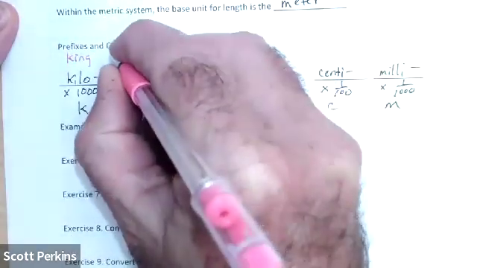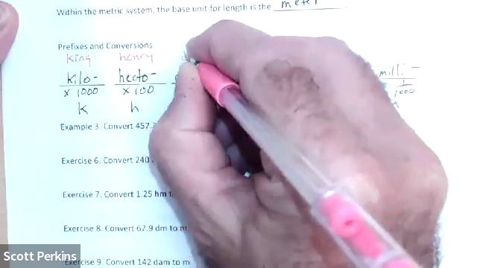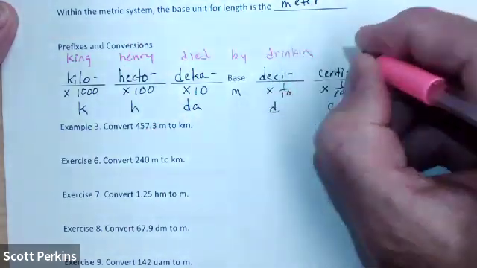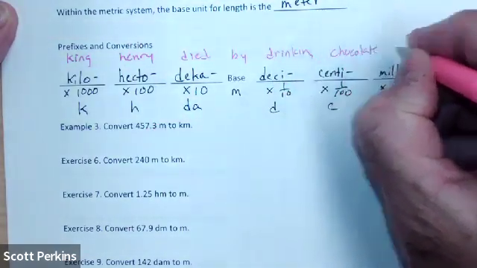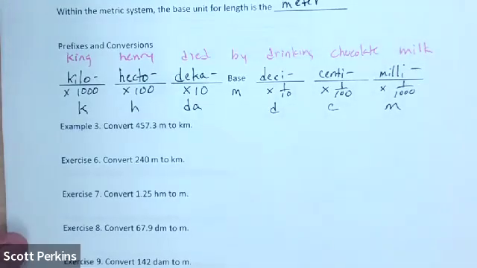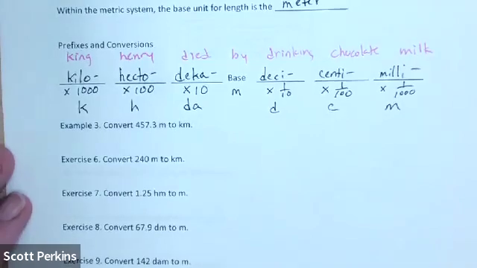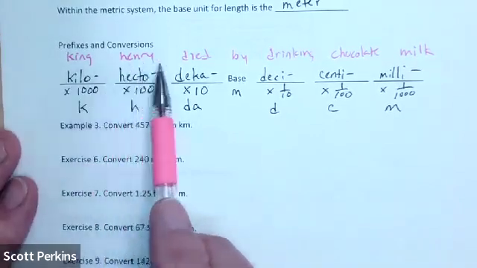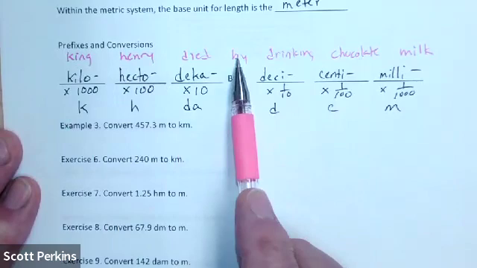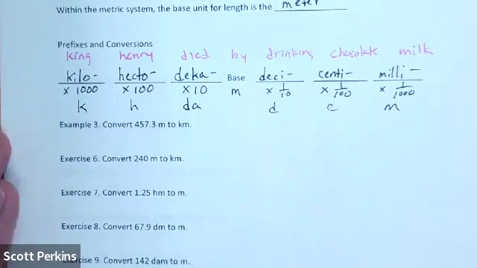You can do King Henry died, so it's unfortunate, by drinking chocolate milk. Sometimes people find a little sentence like that makes it easier to remember something rather than remembering kilo, hecto, deca, base, deci, centi, milli, whatever floats your boat, however you learn best. But notice each of these words, King Henry died by drinking chocolate milk, is the first letter of the appropriate prefix. The word by is your base. Don't forget your base when you're converting. Otherwise, you will end up in a bad destination.